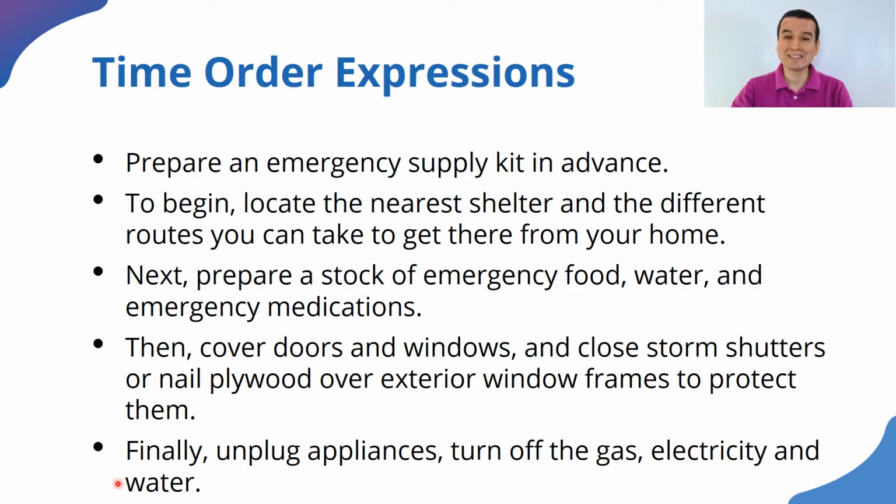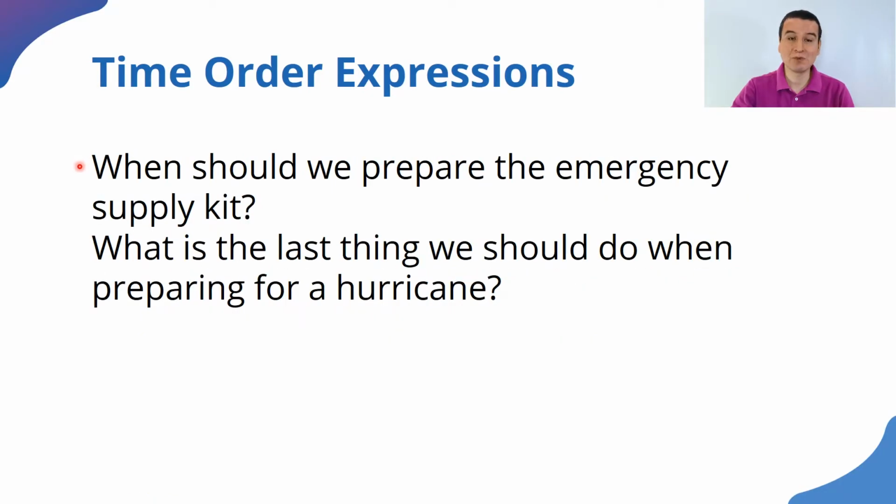Good. Let's see that we understood this by answering these simple questions. When should we prepare the emergency supply kit? The answer is, they say in advance, so before that happens, because you cannot look for supplies if you are already dealing with the emergency. What is the last thing we should do when preparing for a hurricane? Look at the list. Unplug appliances, turn off the electricity, the gas, the water.